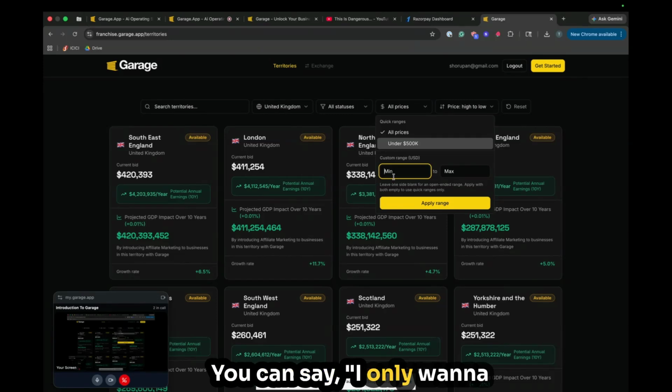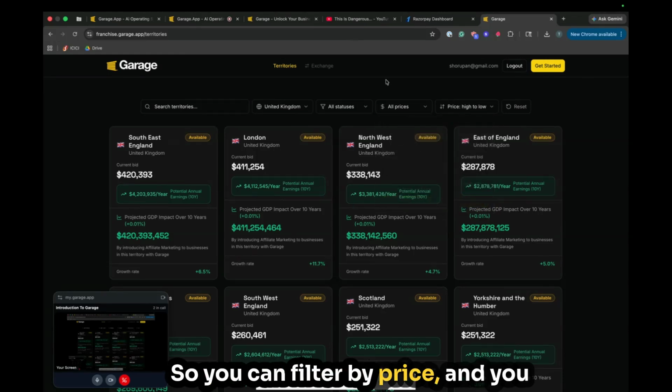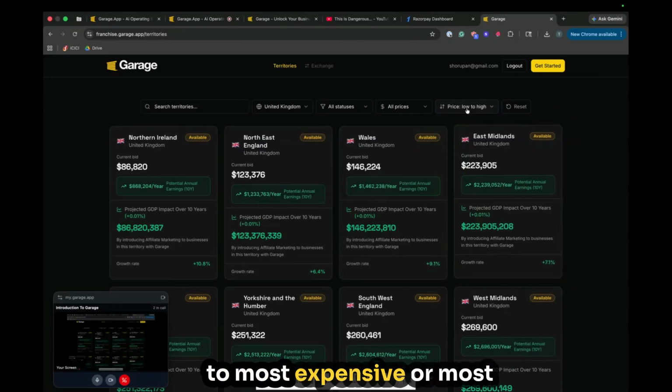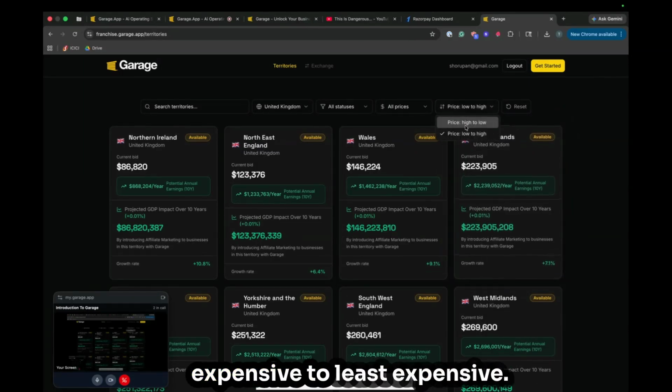And then you can even filter by prices. You can say, I only want to see territories that are $5,000 to $20,000. You understand what I'm saying? So you can filter by price, and you can organize the list cheapest to most expensive, or most expensive to least expensive.